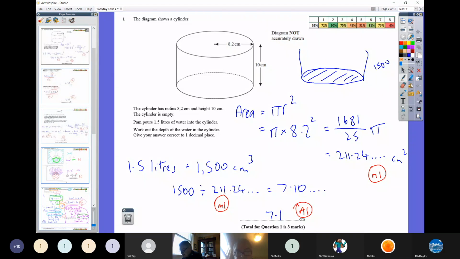So you simply just had to take your total volume of 1,500 divided by that base of 211.24, and that gave you 7.1 to 1 decimal place as your answer. So some of you were overcomplicating that. So that was number 1.